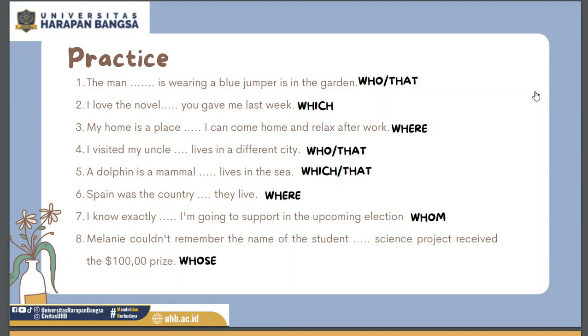Okay? So these are the answers. The first: the man who, or that, is wearing a blue jumper is in the garden. So the first is using who, the second using which, the third where, fourth who or that, fifth which or that, sixth where, seventh whom, and the last whose. Okay?